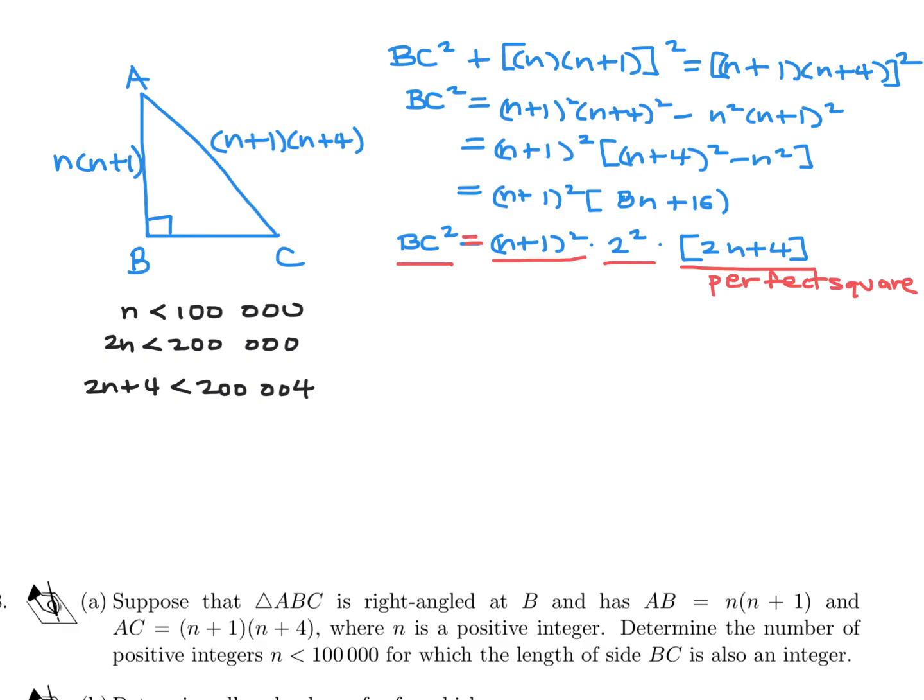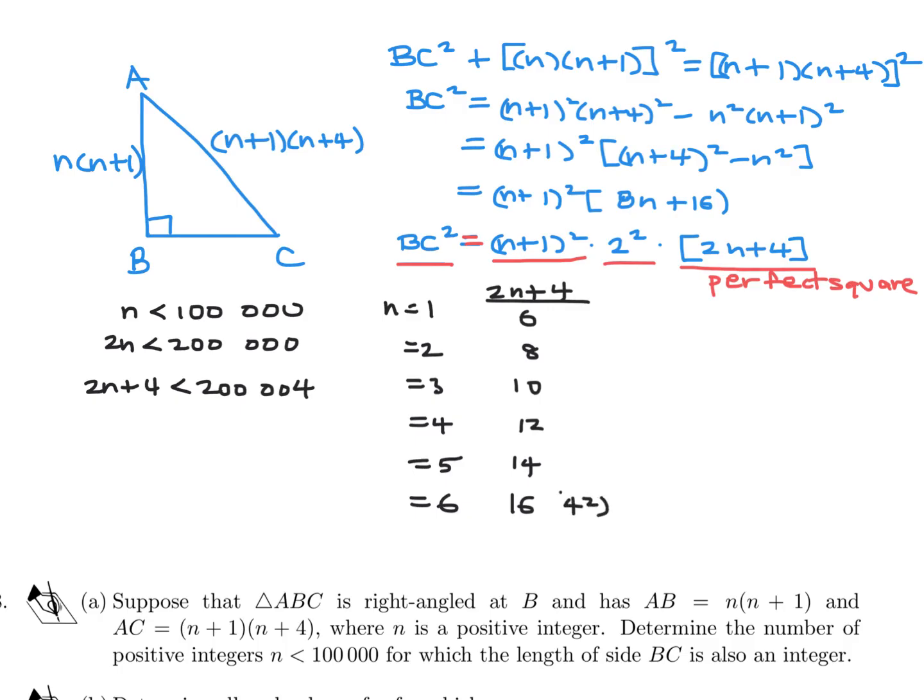Obviously, we're not going to test out all the n's from 1 onward because that would take forever. But let's just see what we get, to get somewhat of an idea. When n equals 1, 2n plus 4 is 6, when n is 2, 8, when n is 3, 10, when n is 4, 12, when n is 5, 14, when n is 6, 16, which is the first time we get a perfect square, by the way. So when n is 6, we get a perfect square for 2n plus 4, and therefore this would work. That's basically what we're chasing here.